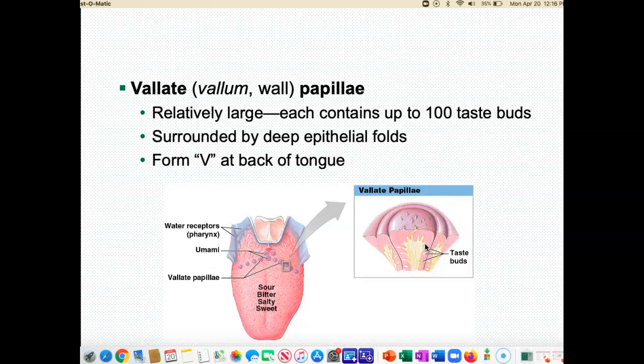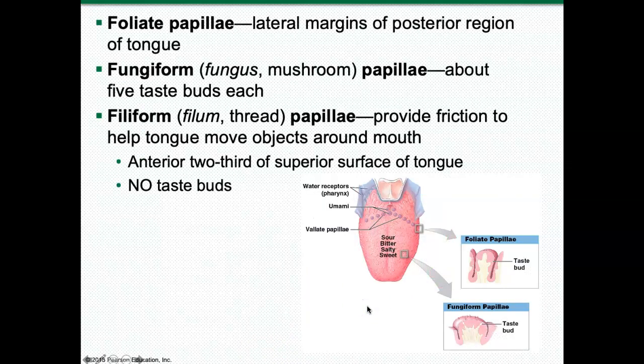Just like with the olfactory patch, the molecules have to be dissolved in fluid, and then that fluid will drip down into the taste bud to stimulate our taste receptors. The foliate papillae are on the side of the posterior region of the tongue. The fungiform have a few taste buds each. You can see those on the sort of center front, and then the filiform provide friction. That's on the anterior 2/3, and there are no taste buds in the filiform papillae.